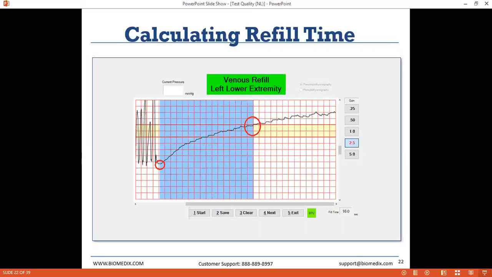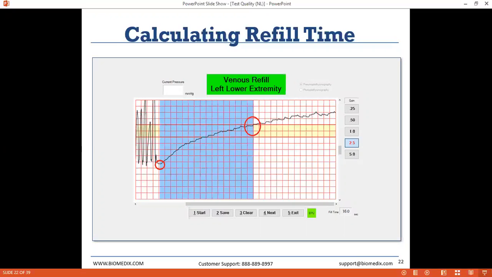Just talking about what this test is doing, on the left-hand side, we have big, strong dorsiflexions where blood is evacuated out of the patient's leg. And then after the patient performs those dorsiflexions, you have the patient stop and rest. At the point where they stop performing dorsiflexions, that's your first point where you select the refill time.